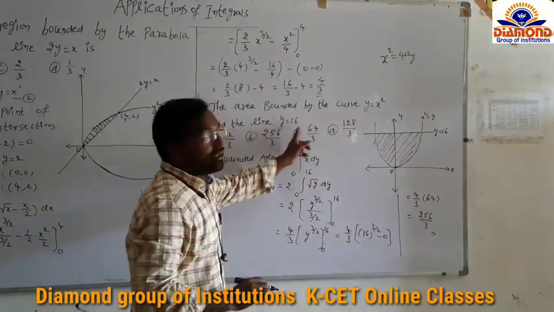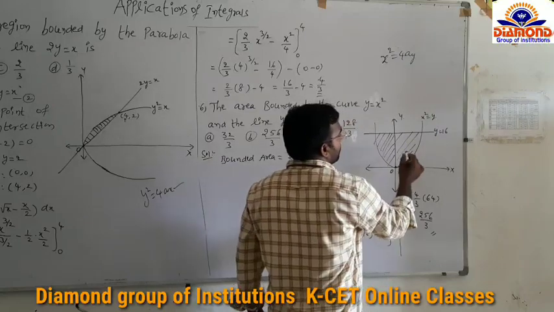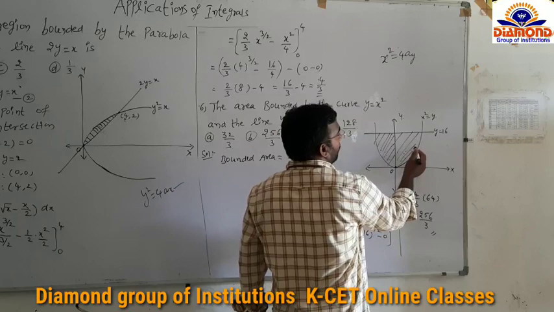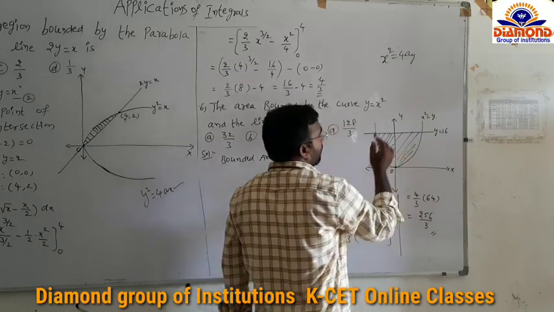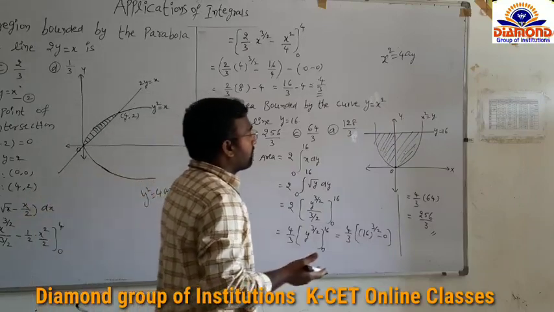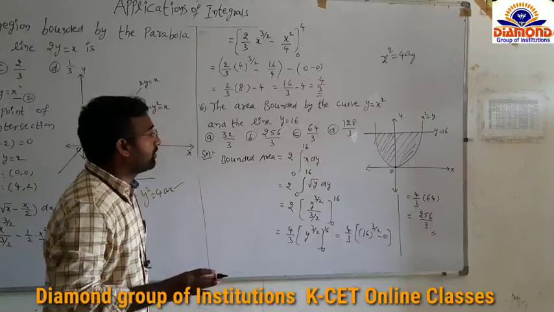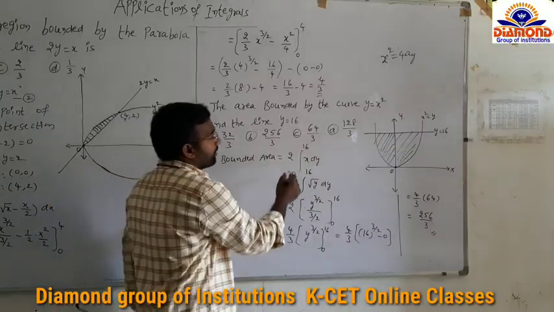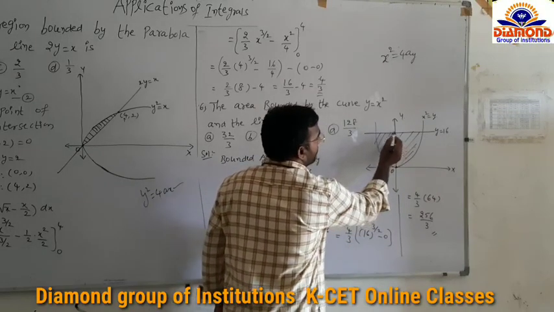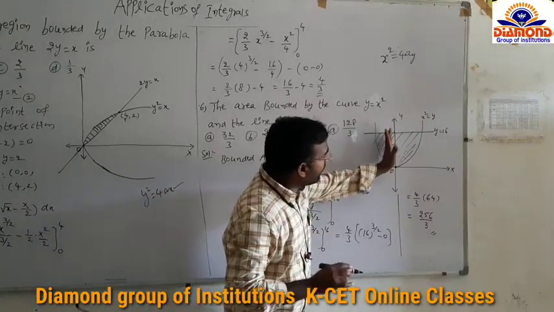Next line is given y equal to 16. So y equal to 16 like this. So here this is the bounded area. Two parts: in the first quadrant one part, in the second quadrant another part. So just you find out one part and multiply it with 2. You get the required bounded area. So bounded area equal to 2 into integration 0 to 16. So here bounded area starts with 0, ends with 16. So 0 to 16.